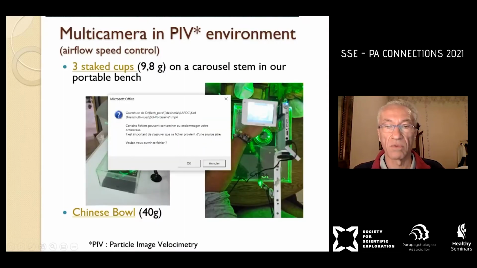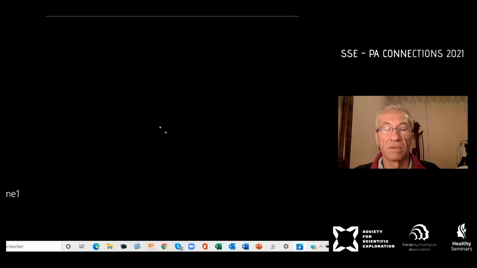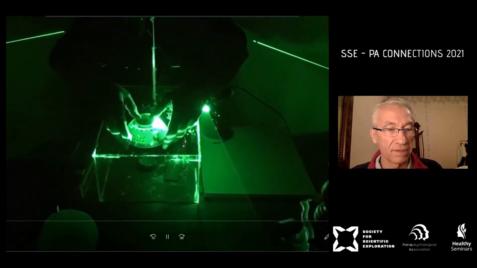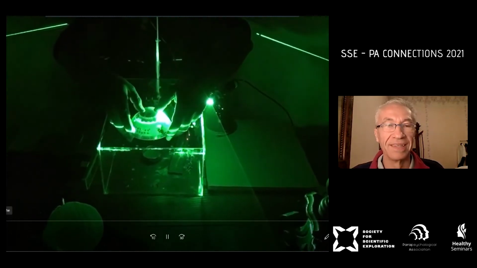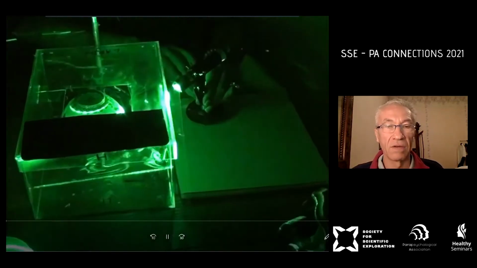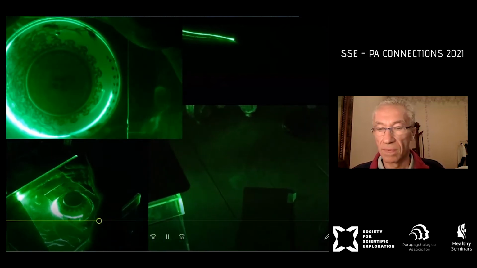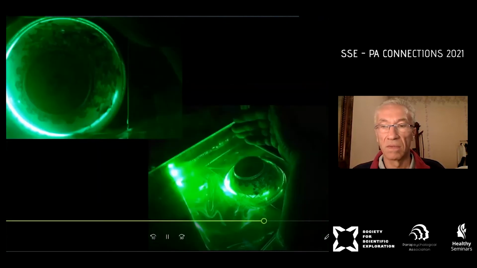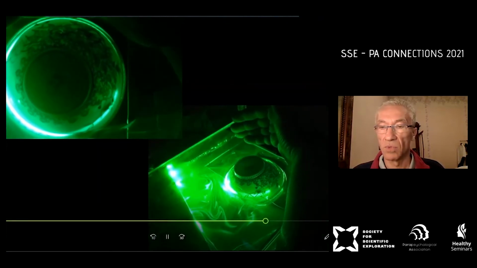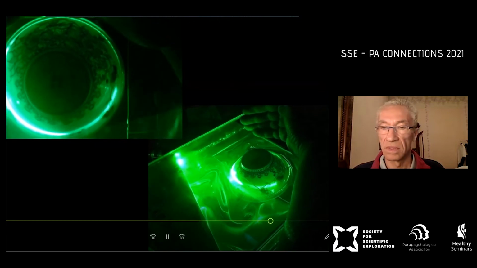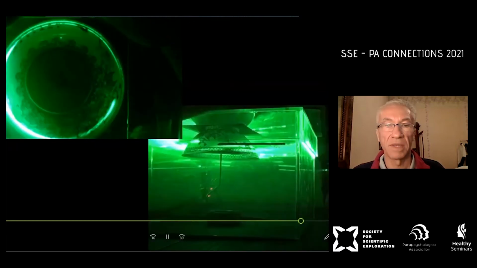We have another example with the Chinese ball. So first you have to succeed in balancing the Chinese ball on the stem. It's not so easy. And then I will show you. It starts very slowly because of the inertia, 40 grams. And then you can see the move, the hand, the flow, and you can see it also in the vertical plane.